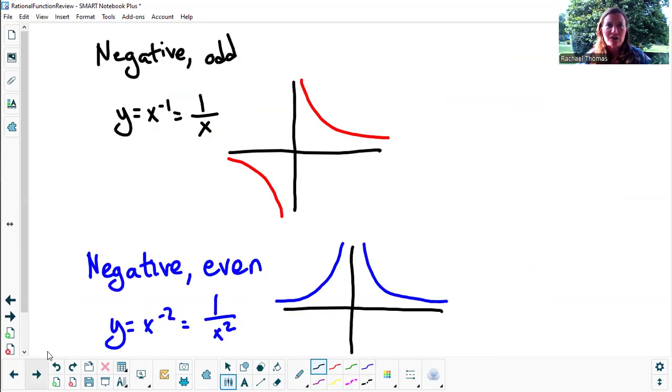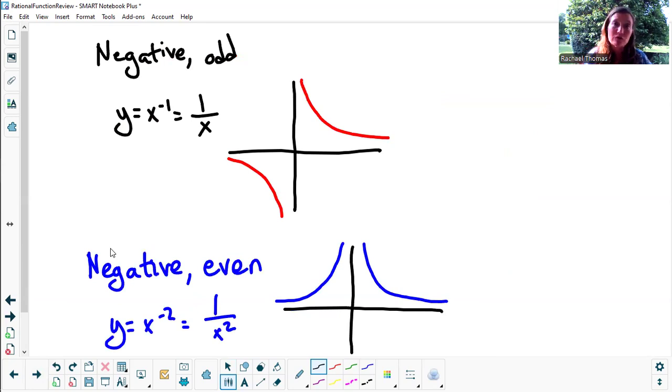If we have a negative exponent, like y equals x to the negative 1, that would be like saying 1 over x if you're using your algebraic rules on negative exponents. We have what's called a rectangular hyperbola. This is a hyperbola, a function with two branches that aren't connected. And again, in quadrants 1 and 3, they get close to the axes.